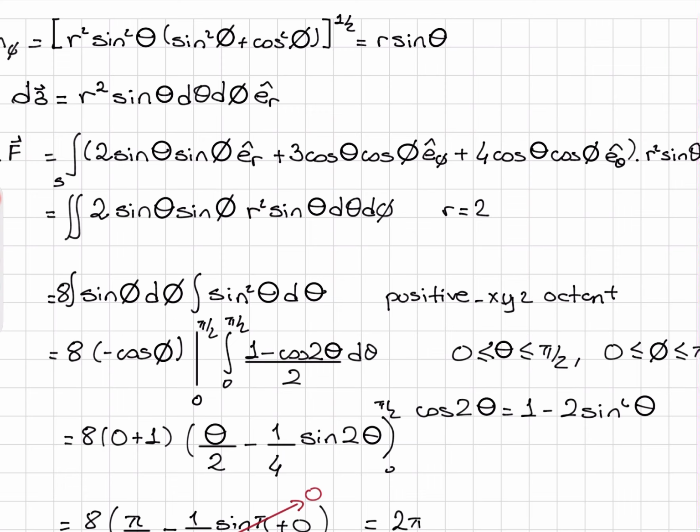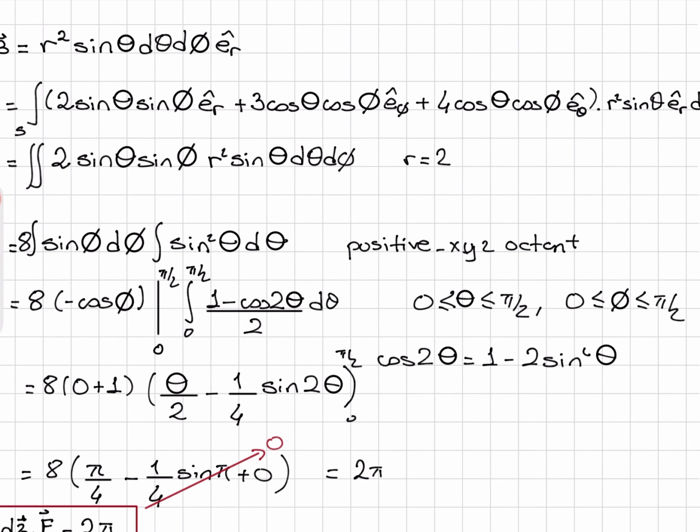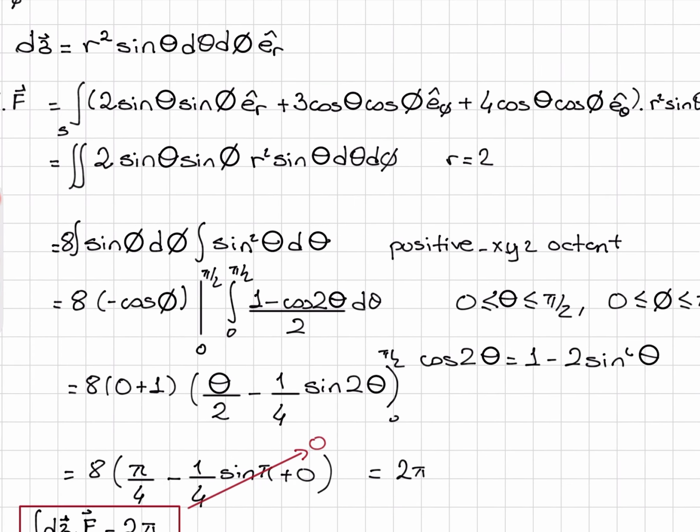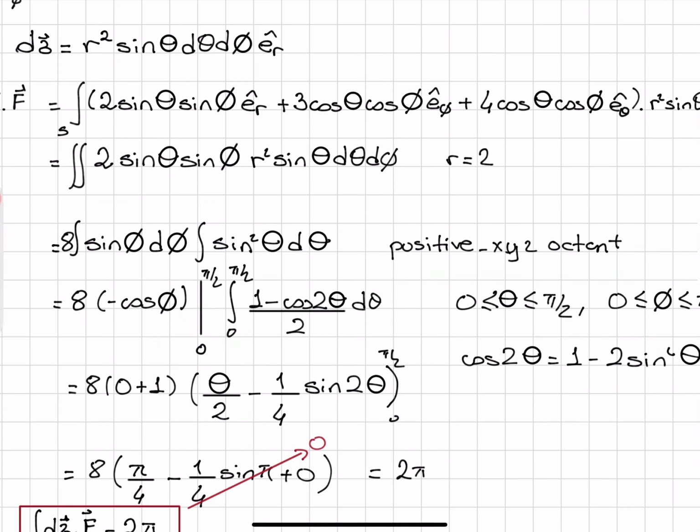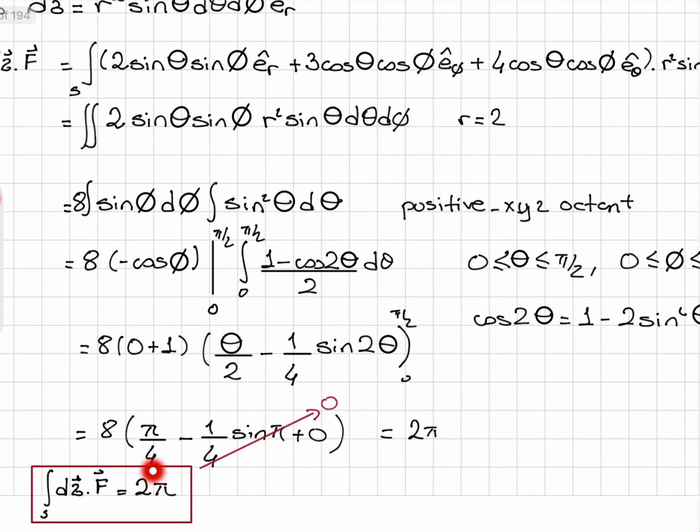Integral over phi, sine phi d phi, integral over theta, sine square theta d theta. And the limits were determined to be 0 and pi over 2. So the sine phi integral, sine phi d phi, gives me minus cosine phi. To evaluate the sine square theta integral, I use this trigonometric identity: cosine 2 theta is equal to 1 minus 2 sine square theta. And when I evaluate these two integrals between 0 and pi over 2, I obtain the final answer to be 2 pi.